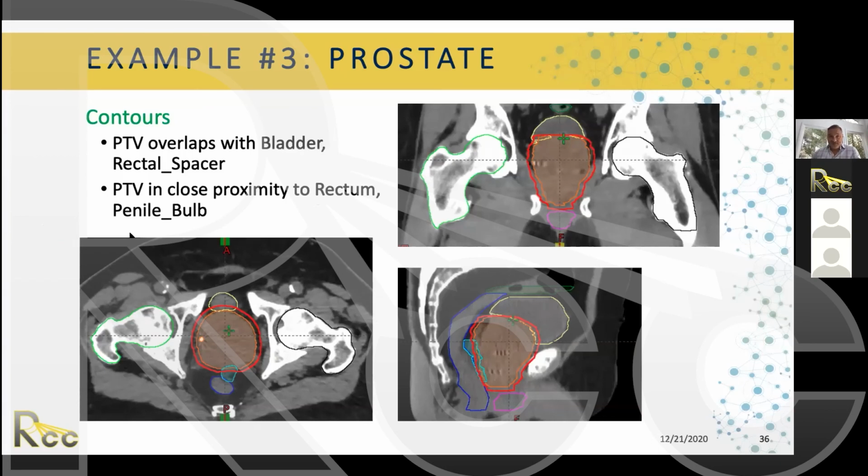So you can see for this prostate how the PTV overlaps. Of course, it's going to overlap with the rectum, which is the blue. Of course, it's also going to overlap with the bladder.